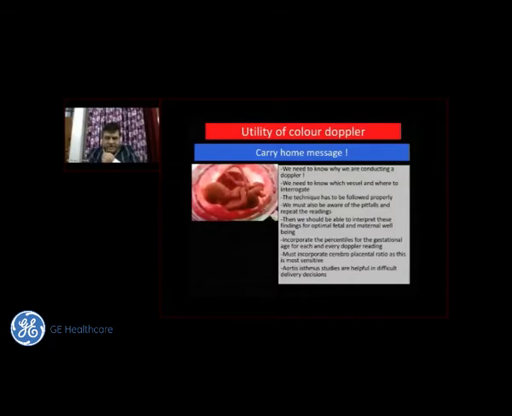So the carry-home message is we need to know why we are conducting a Doppler. We need to know which vessel and where to interrogate. The technique has to be followed properly. We must also be aware of the pitfalls and repeat the readings. Then we should be able to interpret these findings for optimal fetal well-being. We must incorporate the percentiles. Please remember, it is the percentiles for the gestational age for each and every Doppler reading. We must incorporate the cerebroplacental ratio, as this is the most sensitive parameter. Aortic isthmus studies are helpful in difficult delivery decisions.